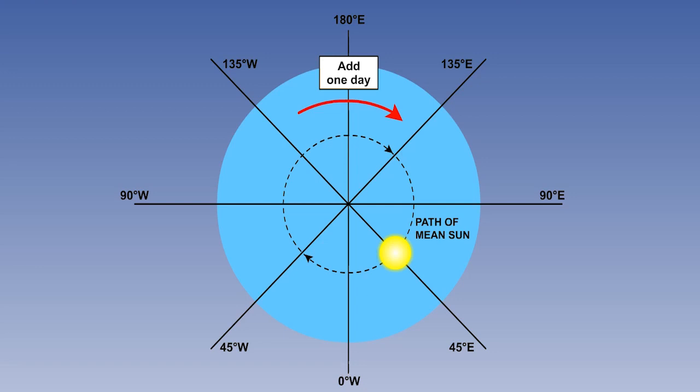From the calculations we have just done, we can deduce the rule that applies when crossing the international date line. When crossing from west to east, add 1 day. And when crossing from east to west, subtract 1 day.